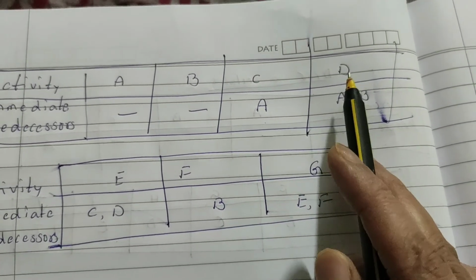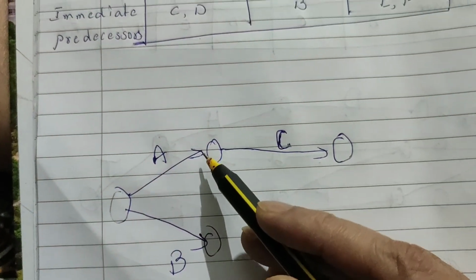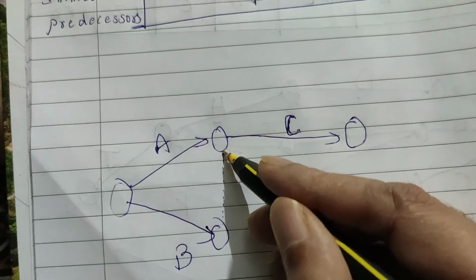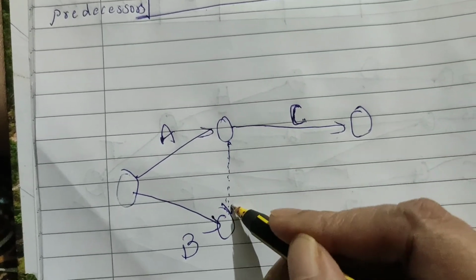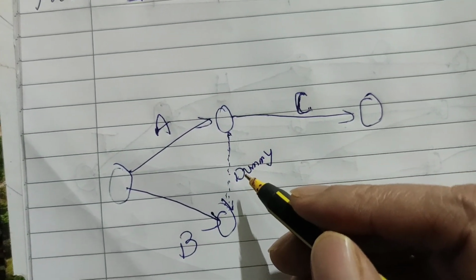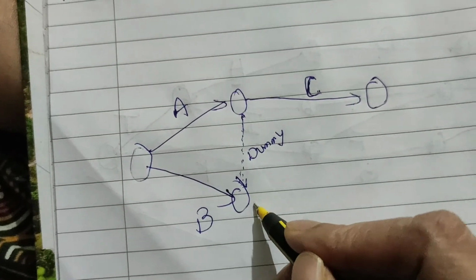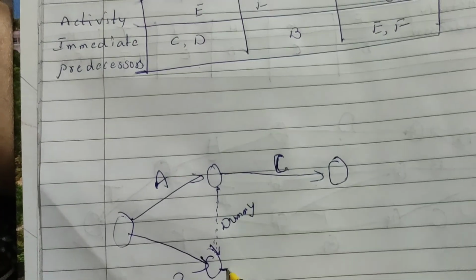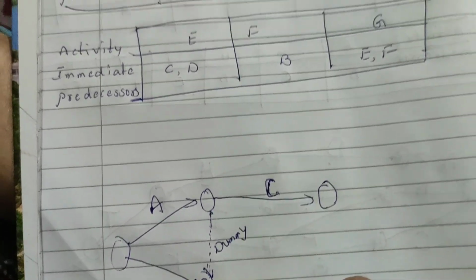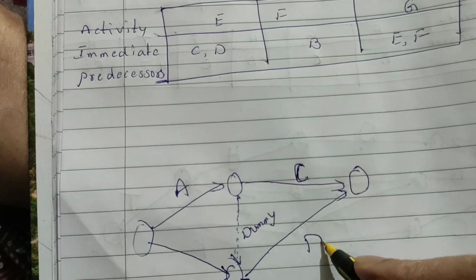Next, whenever I start activity D, I complete both A and B. Because C is a separate activity from A and B, I will club A and B here. This is known as a dummy activity, D-U-M-M-Y. I will start D here, because D is clubbed separately from C.